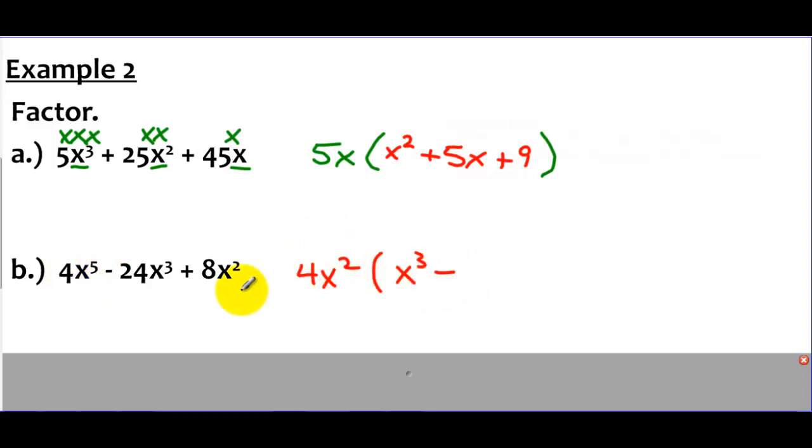Okay? In order to get a 24 back, well, I'd have to do 4 times 6. And I have 3 x's when I started. I took 2 of them away. They're on the outside, which means only 1's left. Okay, and then the last term, it looks like I need to multiply this 4 times a 2 to get the 8 back, so it's plus 2. And I don't have any x's. I had 2 of them on the outside. There was only 2 of them that I needed, so I don't need to include any more here. I'm going to close it up, and I'm done.